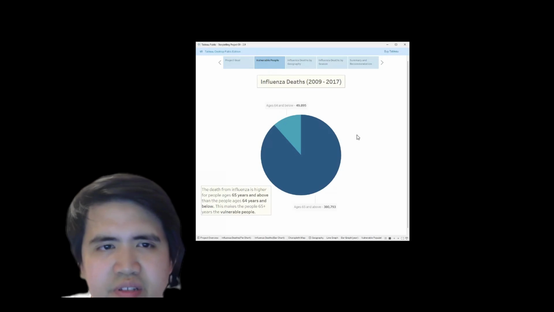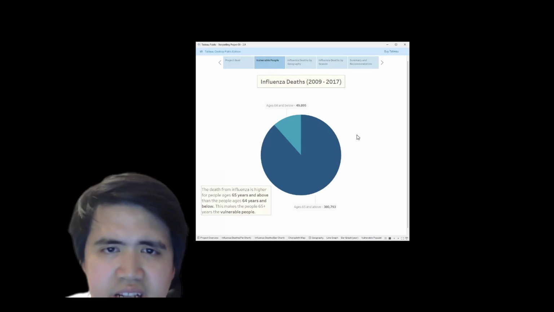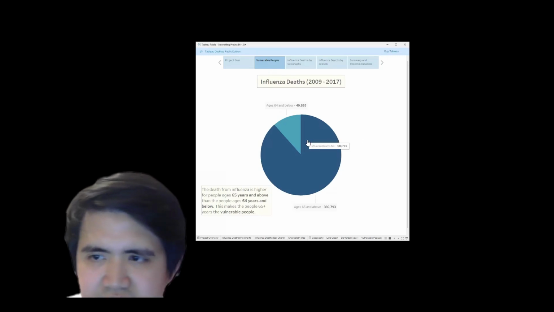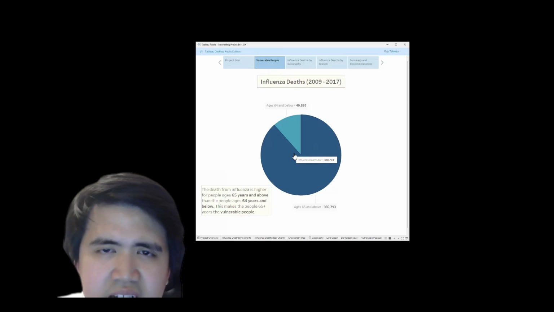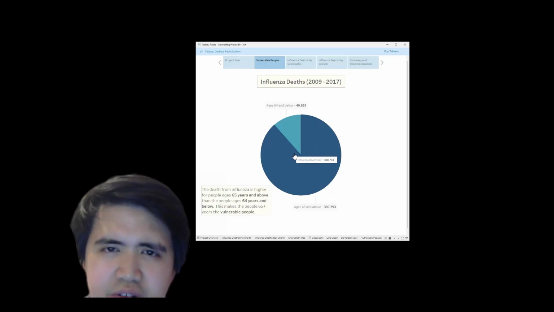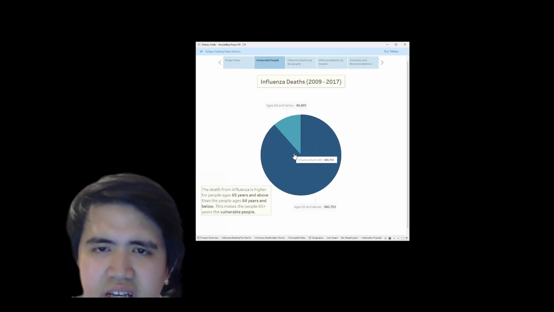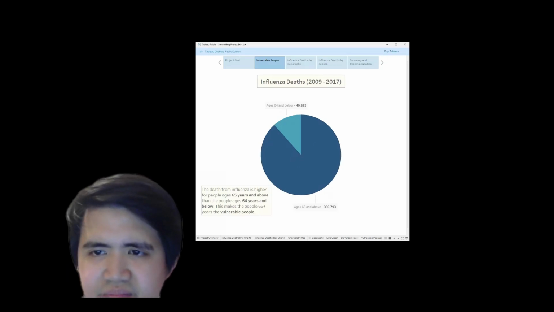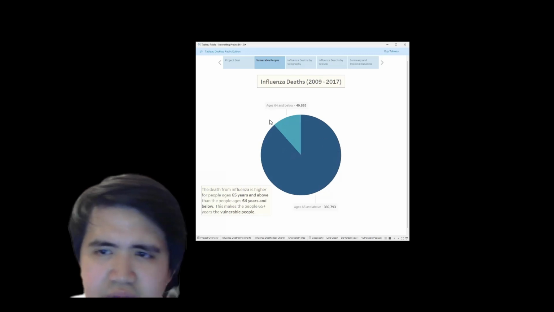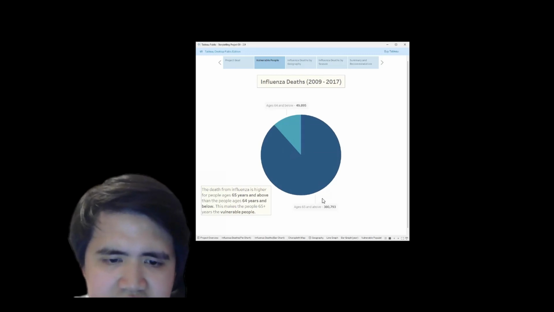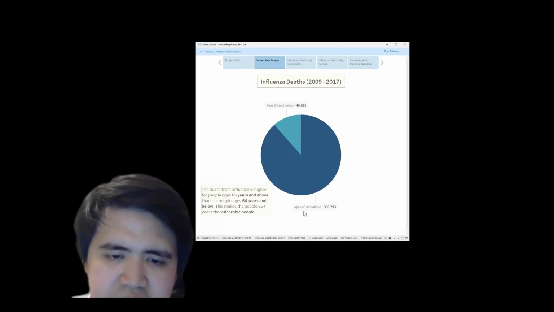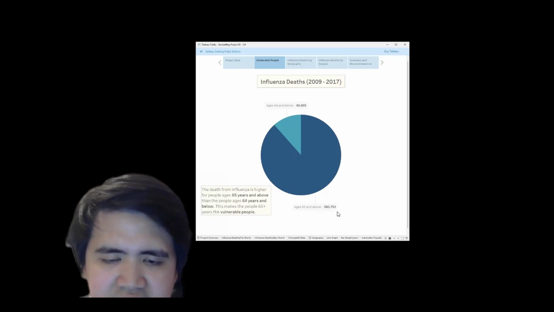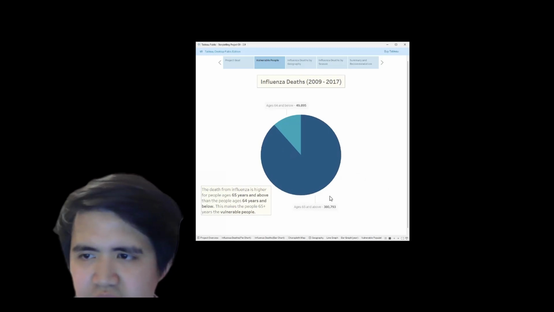Here is a pie chart that shows influenza deaths from the year 2009 to 2017. This data is based on the death certificates of US residents, and each death certificate identifies a single underlying cause of death, which is influenza. With the comparison of 64 years and below and 65 years and above, we can see that most of the deaths are from the people 65 years and above, totaling 380,793, which categorizes them as the vulnerable people.